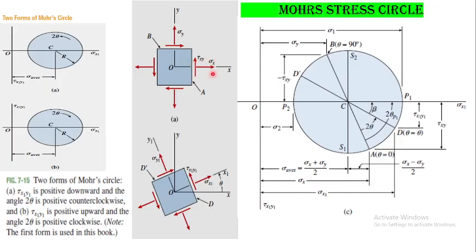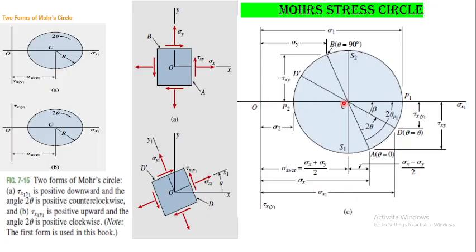Sigma x is the coordinate on the x-axis, and tau xy is the coordinate on the y-axis. Okay, remember this. In order to start, first of all, remember, you have to take the origin on the graph paper, and this is our origin on the graph paper. Now, once this is done, you have to calculate the center of this circle.